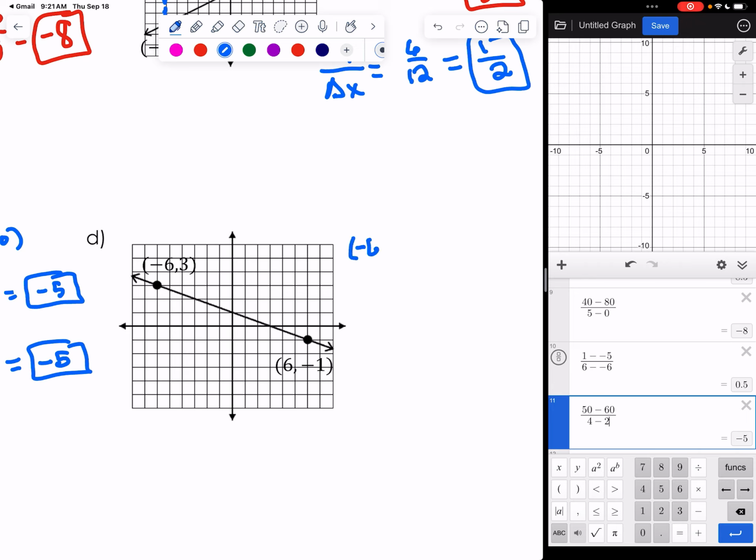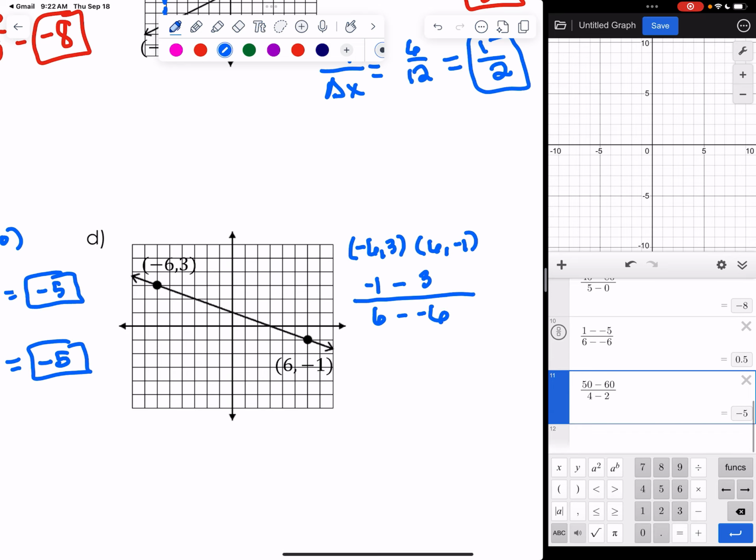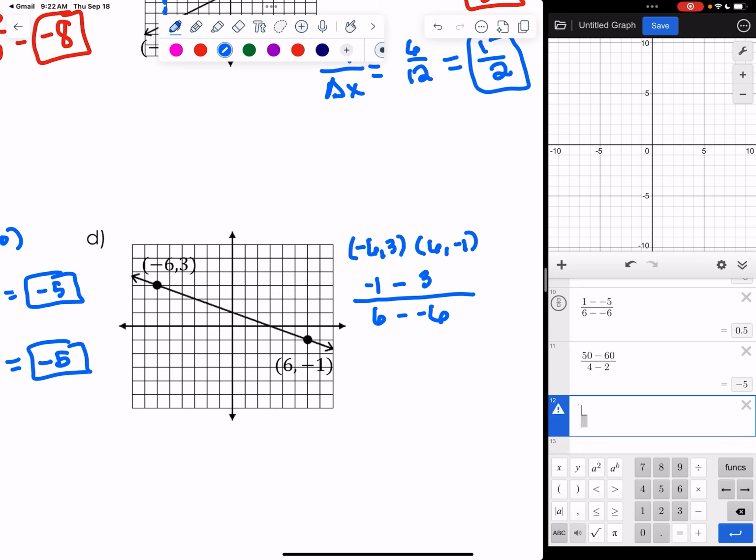Now, what I did was I wrote these 2 given values down side by side. You definitely don't have to do that step, but I think it helps. And then I took the second y value, which was negative 1, and I subtracted the first y value, which is 3. Then I took the second x value, which is 6, and subtracted the first x value, which was negative 6. Now I'm going to put this in my calculator. Negative 1 minus 3 on the top, 6 minus negative 6 on the bottom.